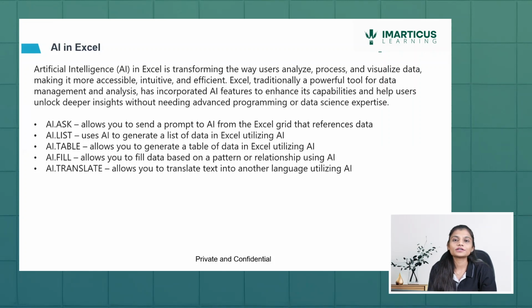So, artificial intelligence, as you know, AI is a term. Many people don't know the definition or the full form of the same. So, AI stands for artificial intelligence. In Excel, it's transforming the way users analyze, understand, and process data, make the data cleaner, tighter, as well as understandable, and then visualize data. Yes, AI can also suggest certain graphs and visuals for the same, making it more accessible, intuitive, and efficient.